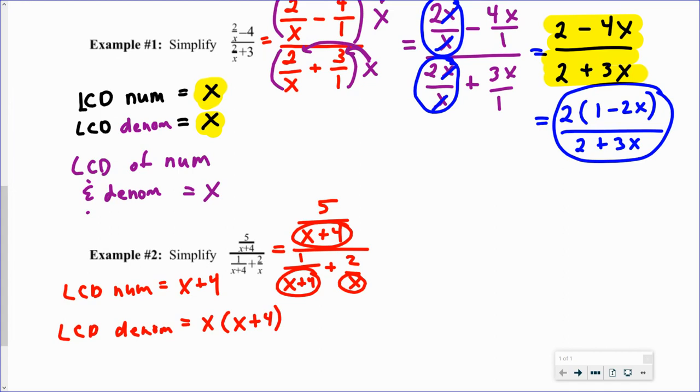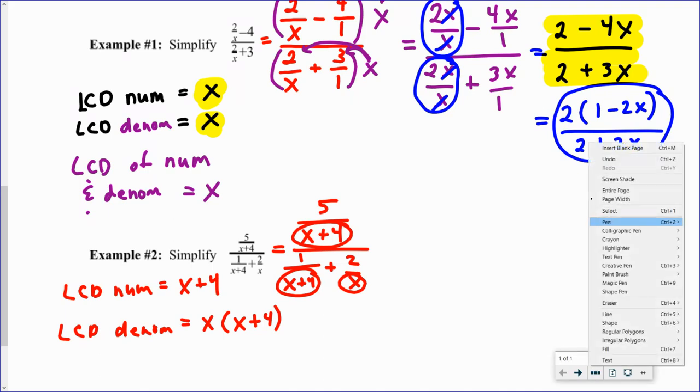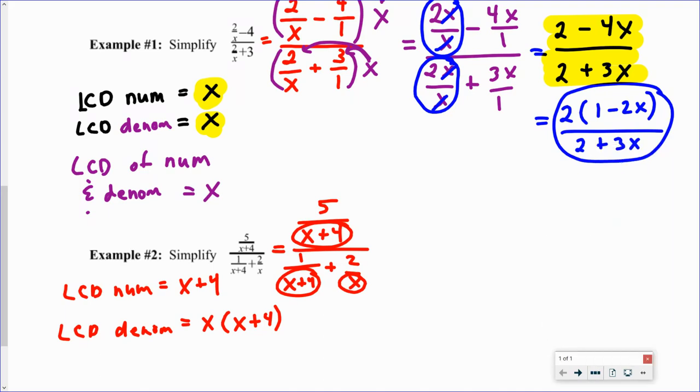So if we look, the least common denominators of the numerator and denominator of these fractions share the factor x plus 4. And the denominator has the additional factor of x. So the LCD of the numerator and denominator is x times x plus 4.